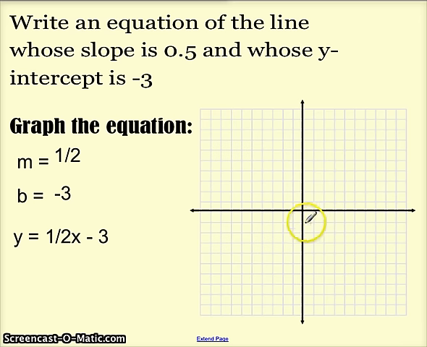So to plot this, I'm going to start at negative 3, where I'm hitting the y-axis. And from this point, I would go up 1 and to the right 2. Up 1 and to the right 2. Okay, you can continue this, and there you have your graph. Okay, now you're going to try some on your own.